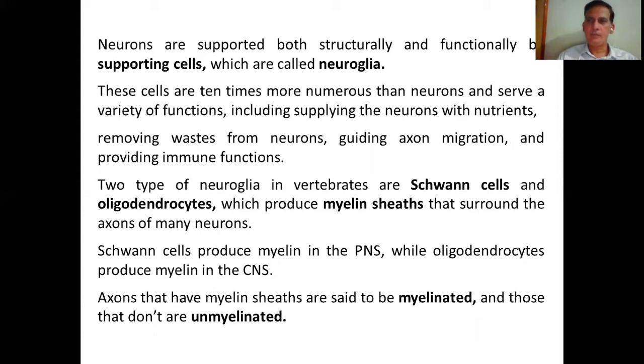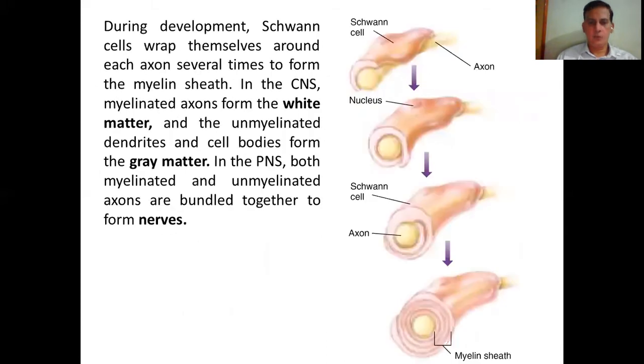And in simple terms, those axons which have a myelin sheath covering their surface are known as myelinated. And those axons which do not have this myelin sheath are called unmyelinated. So this is how a myelin sheath is formed.